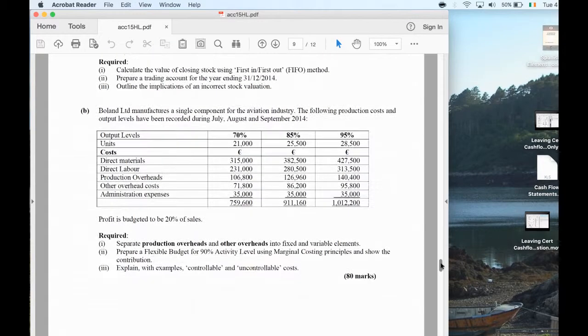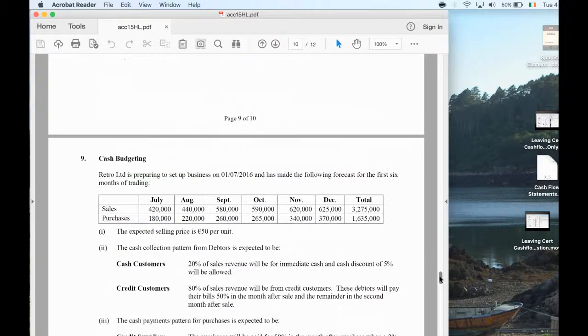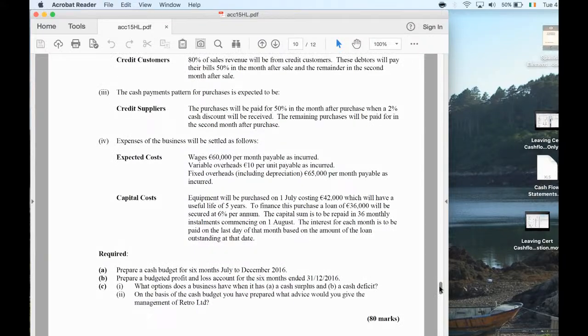Okay. Next one, controllable and uncontrollable costs. Controllable are things that we can decide ourselves. So you could say advertising is a controllable cost, wages is a controllable cost, because we decide how much we want to spend on advertising or wages. Whereas things like, let's say, electricity, or maybe raw materials prices, may be uncontrollable because they are outside our remit. Okay, we don't control those. Next one.